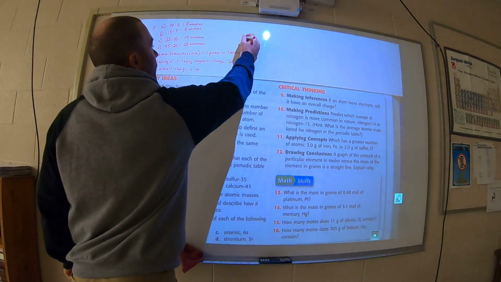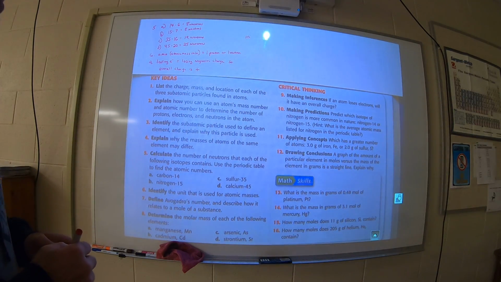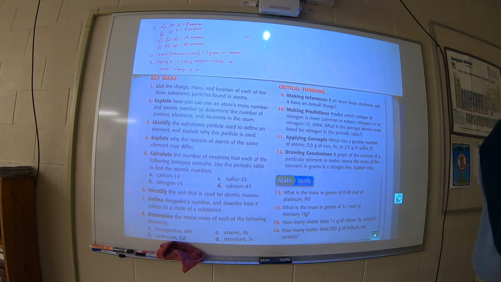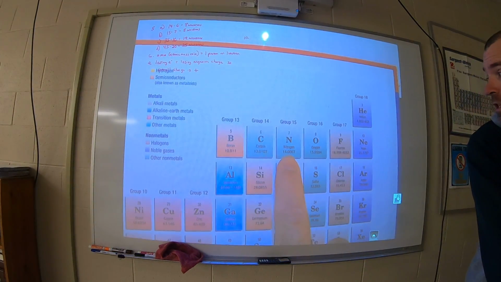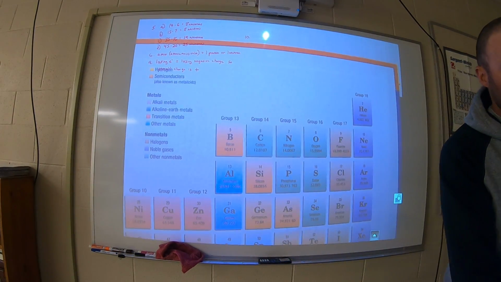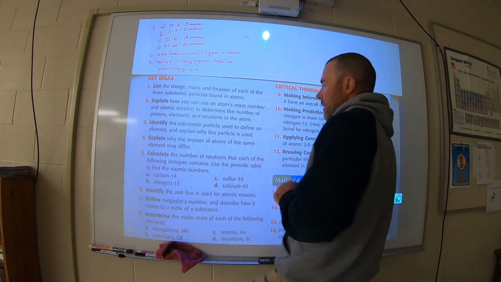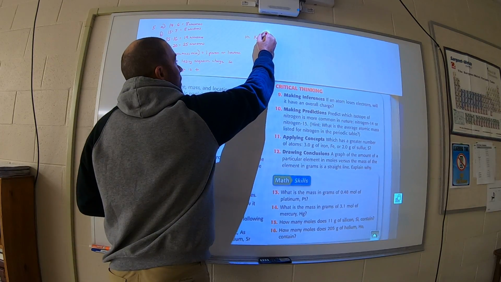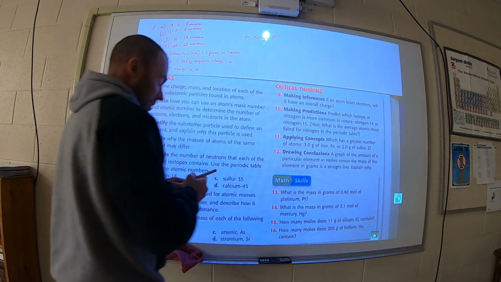And the last one, number 10, predict which isotope of nitrogen is more common in nature, nitrogen 14 or nitrogen 15. Well, to find this, we're going to look at the average atomic mass. So if you look at nitrogen's average atomic mass is 14.0067. That's closest to nitrogen 14. So we're going to put on number 10, nitrogen 14 is the most common.